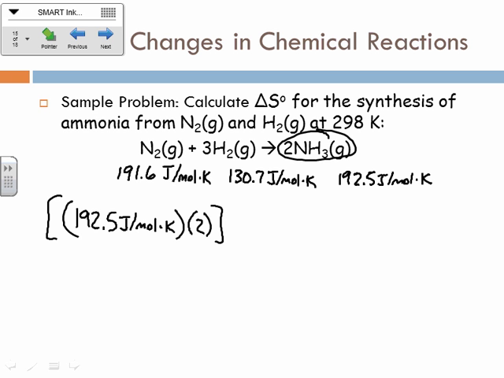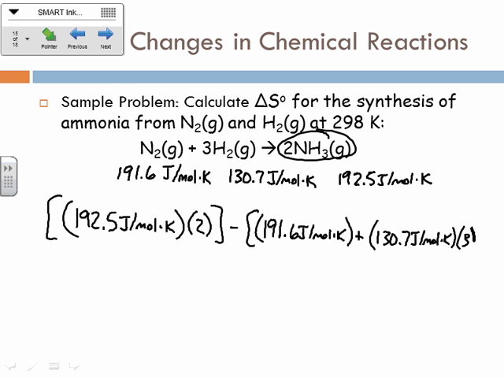And I'll put this whole thing in brackets because there's your products, and minus the reactants. Now the N2, there's only one of those, so it's just 191.6 joules per mole times Kelvin plus the H2, which is 130.7 joules per mole times Kelvin times 3. So there's a coefficient 3 in front of it. That's supposed to be a 3. There we go. All right. So once you work all that out, that should give you your delta S for this reaction.